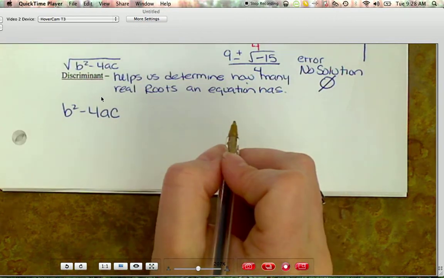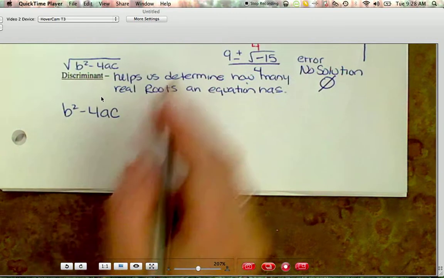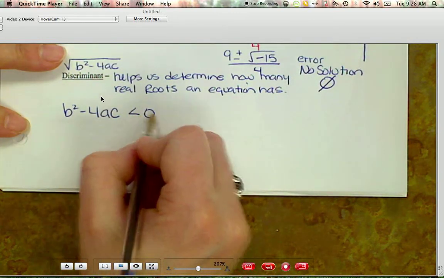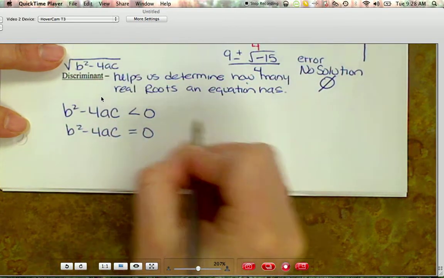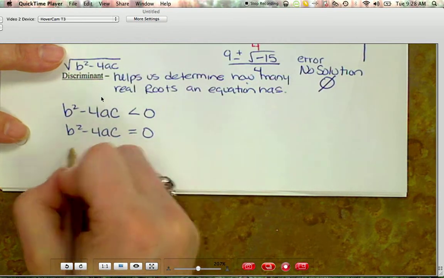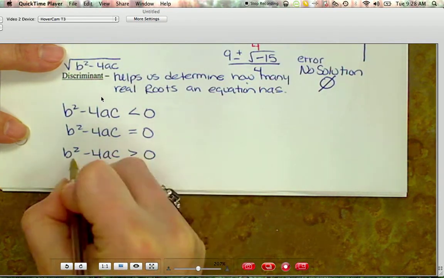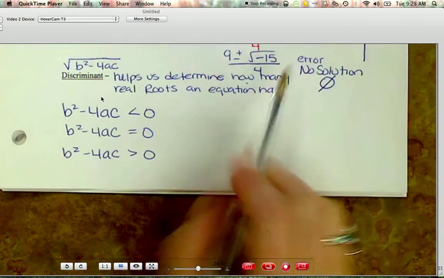Now there are 3 possibilities. When you plug in these values, you could get something that is less than 0, so a negative number. You could get something that is equal to 0, or you could get something that is greater than 0, which is a positive number. Okay? Now let's go back to the problem we just did.